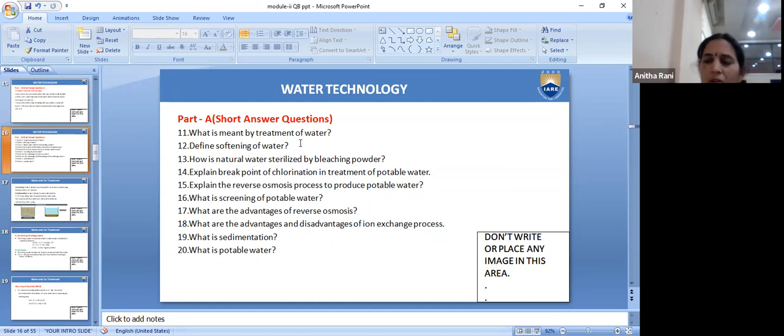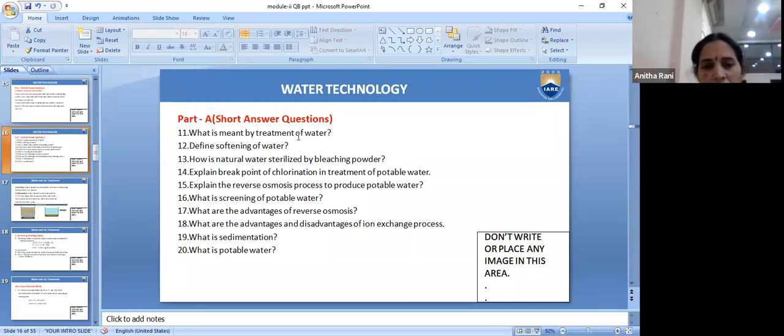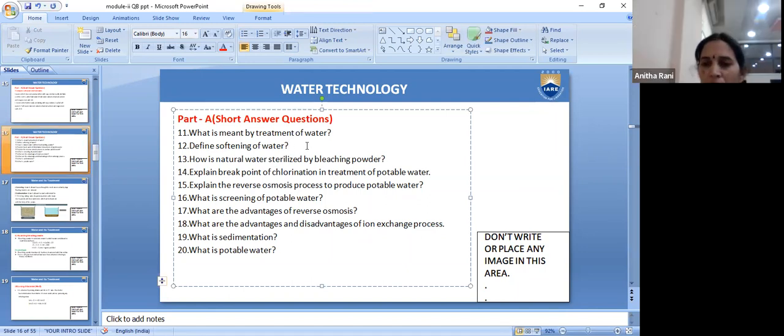Two ways are there. How will you remove? Internal and external. Very good. Internal means we get a complex formation, or we can convert hard salts into soft salts and remove them. External means we are removing these dissolved salts by using chemicals.